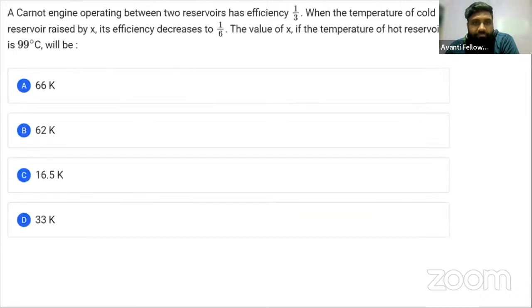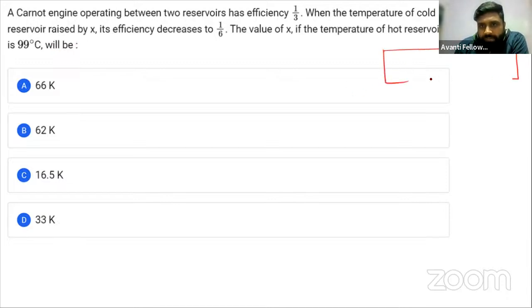Now this one, again based on the Carnot engine and efficiency of the Carnot engine. A Carnot engine operating between two reservoirs has efficiency 1/3. When the temperature of the cold reservoir is raised by x, its efficiency decreases to 1/6. Find the value of x if the temperature of the hot reservoir is 99 degrees Celsius.